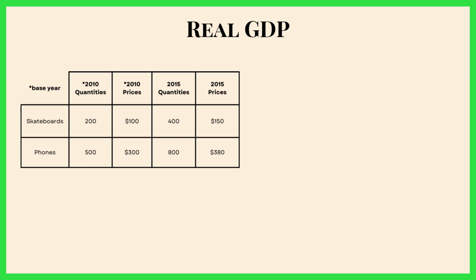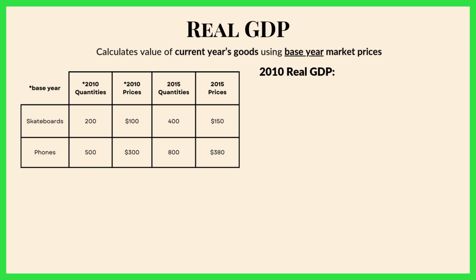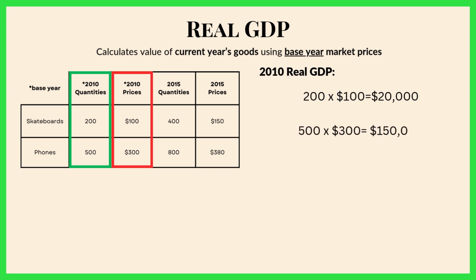Real GDP calculates the value of current year goods using base year market prices. Using this table, we will also calculate the real GDP of 2010 and 2015. To figure out the real GDP of 2010, we will multiply 2010 quantities by the base year's prices. So 200 skateboards for $100 each gives us $20,000, and 500 phones for $300 each gives us $150,000.